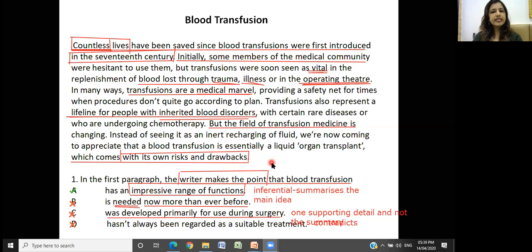So this is again an easy way to trick the students, unnecessarily making a comparison, whereas the paragraph is not making any comparison in terms of how the demand for blood transfusion has increased. In fact, the only comparison that is made here is that so far we did not look at the negative aspects of blood transfusion. But now it is changing, and now we have started to realize that it is as complicated a procedure as organ transplant, and it comes with its own risks and drawbacks.